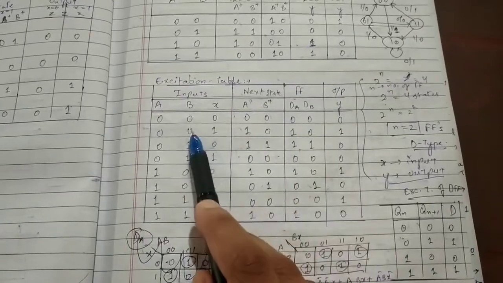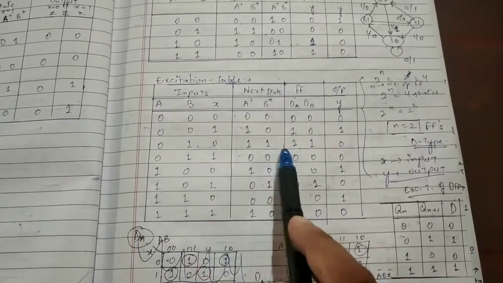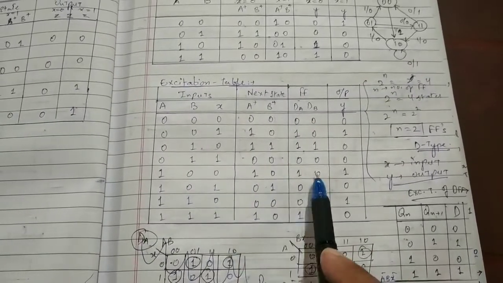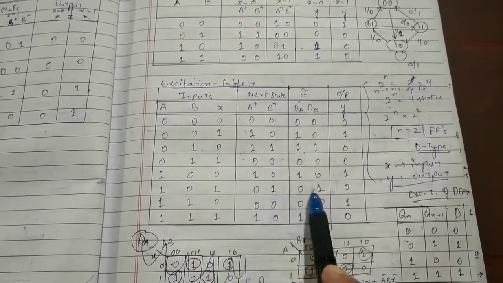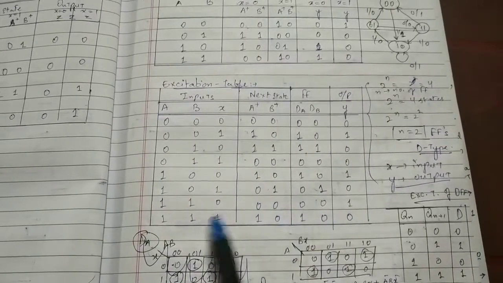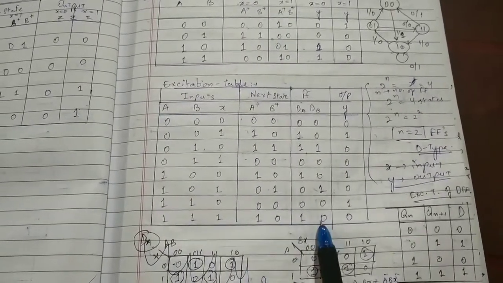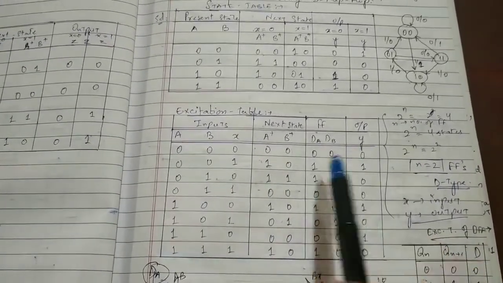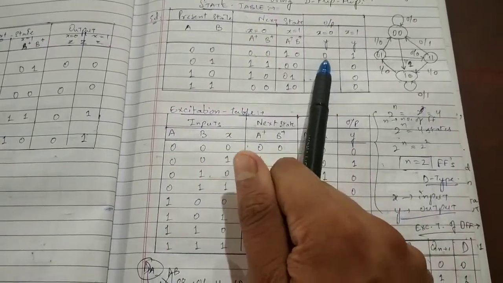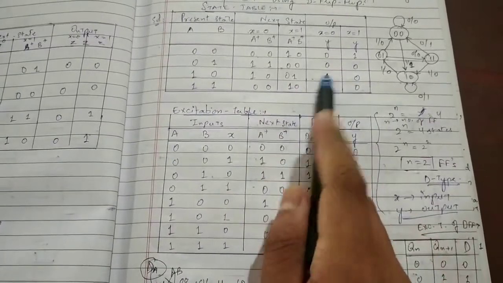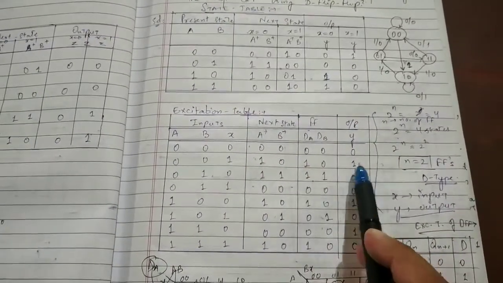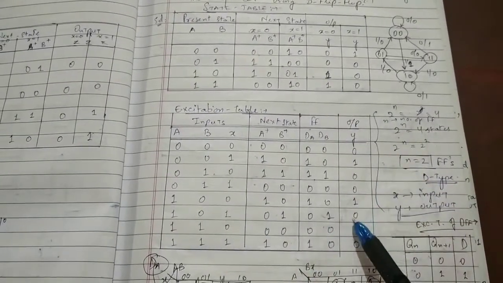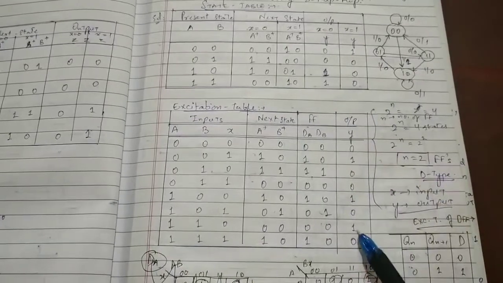0, 0 is 0, 0, 0 is 0, 1, 1 is 1, 1, 0 is 0, 0, 0 is 0, 0, 1 is 1, 1, 0 is 0, and 1, 0 is 0. After writing the flip-flop inputs, we write the output Y as these: 0, 1, 0, 1, 0, 0, 0, 0, 1, 0, 1, 0, and 1, 0, 1, 0.